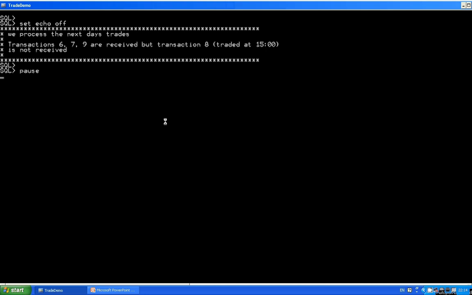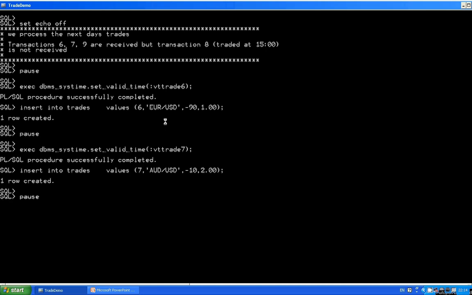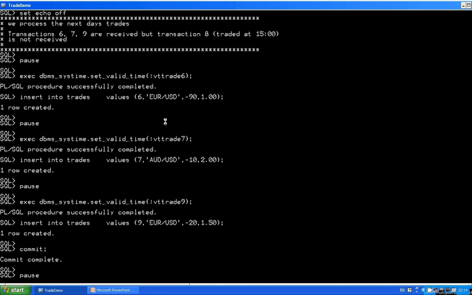We move on to the next day's trading, and in the next day we're going to receive trades 6, 7 and 9, and trade 8 is not going to be received because it's going to be received as a late trade sometime much later during the day. So we will just run insert trade 6 at the valid time of trade 6, trade 7 and trade 9.